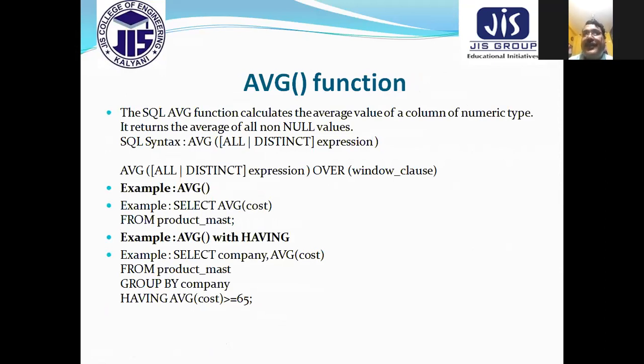Now the average. We know that the average function calculates the average value of a column of numeric type. It returns the average of all non-null values. Here again the syntax is the same: SELECT AVG(cost) FROM product master. Similarly for HAVING, we can use it this way. If I also GROUP BY, you can use it this way. The example is the same, just like the summation.